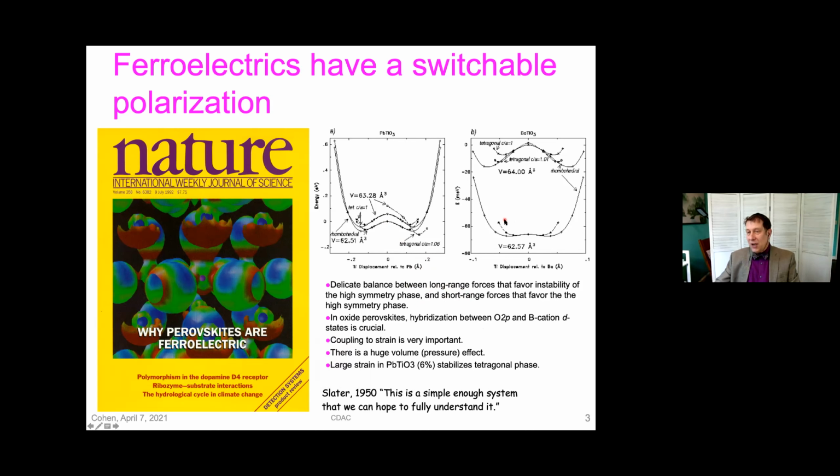And as you change pressure, this balance changes, so that at least what was thought back then was that you went up in pressure, the ferroelectricity went away, these wells got shallower as you decreased the lattice parameter. So it seems like a long time to work on something, 30 years, but actually going back farther than that to 1950, Slater said this is a simple enough system that we can hope to fully understand it. So we're still working on that quite a few decades later.